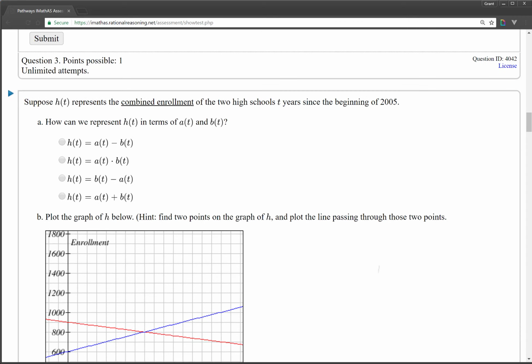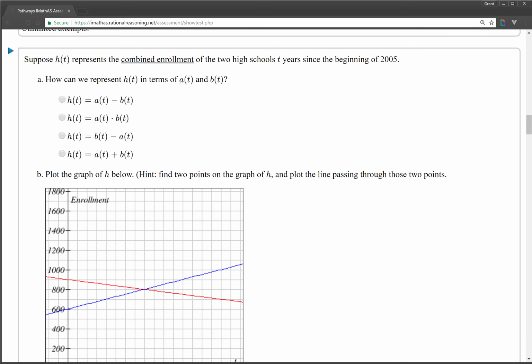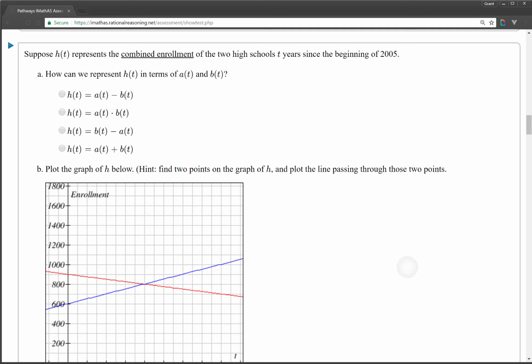So suppose H of t represents the combined enrollment of the two high schools t years since the beginning of 2005. So if we're looking at the combined enrollment, then that's like taking the enrollment at both high schools and adding them together. So the combined enrollment should be equal to the sum of the two constituent enrollments, or the enrollment at North High School and the enrollment at South High School. So in this case, H of t should be equal to A of t plus B of t.